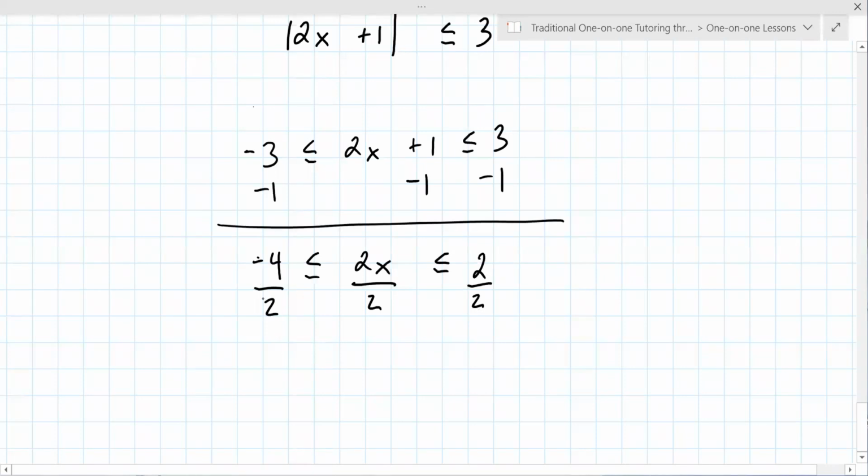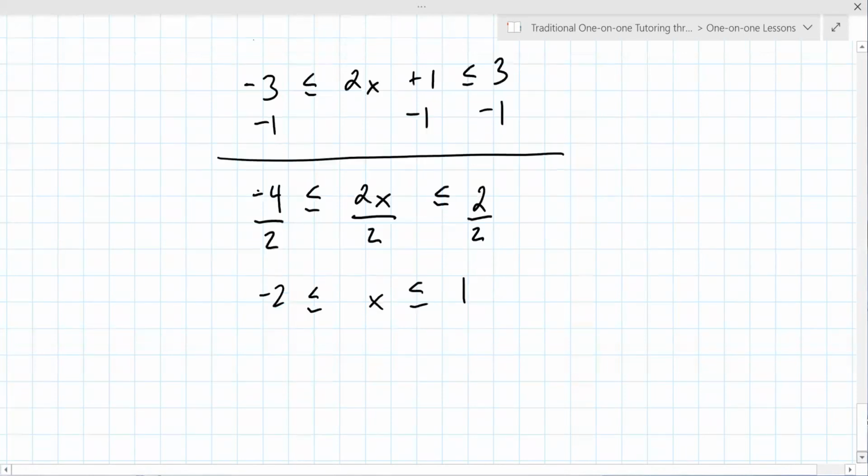Okay, so what is -4 divided by 2? -2. It's -2. How about 2 divided by 2? 1. Yeah. 1. Okay.